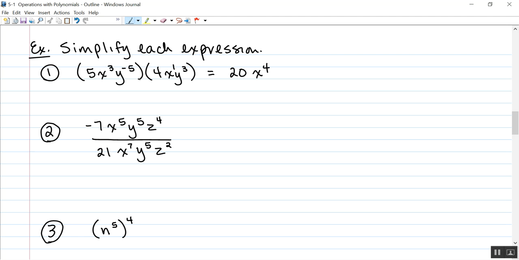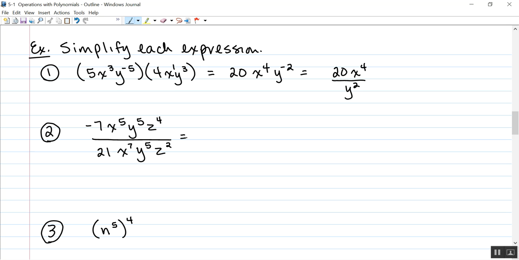And then y to the negative fifth times y to the third. I add those. That gives me a y to the negative 2. Negative 5 plus 3 is a negative 2. But I can't have a negative exponent, so I can keep my 20 x to the fourth on top, and I can move my y squared to the denominator. And that's simplified. Let's take a look at number 2 here.